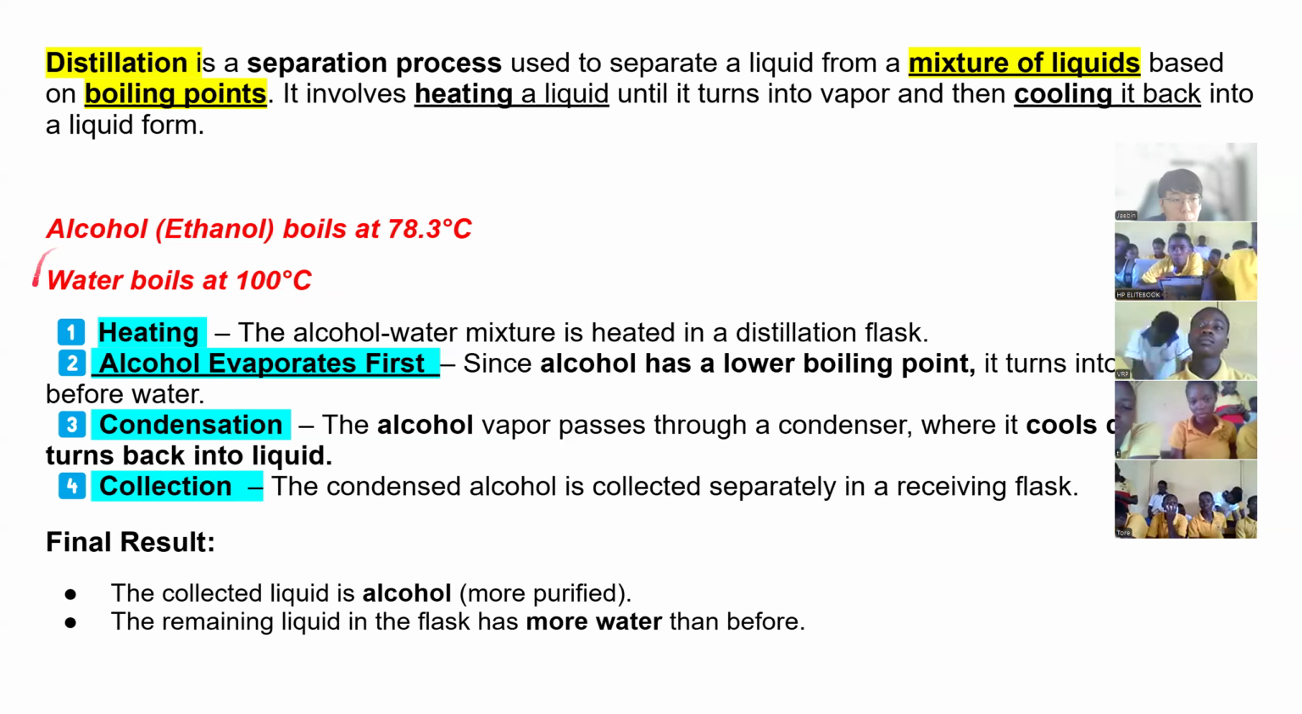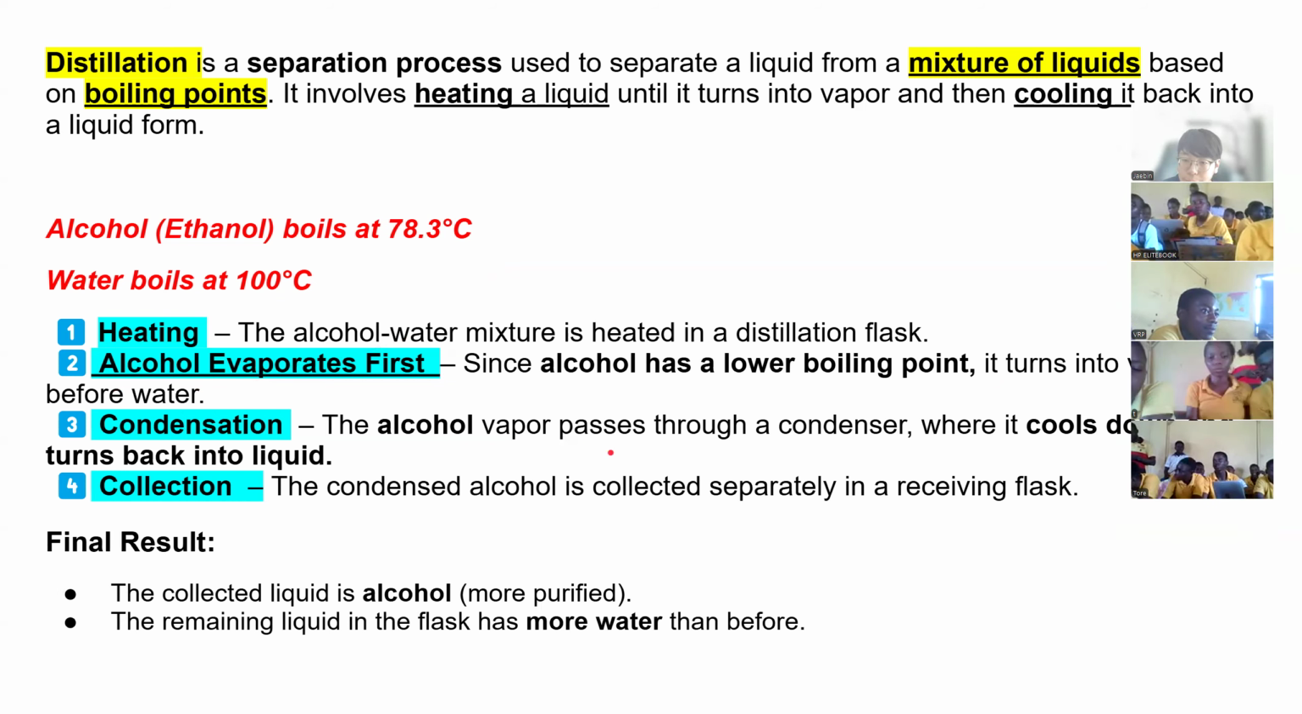So if we heat up the mixture of alcohol and water, we can see that alcohol evaporates first, since it has a lower boiling point. If we increase the temperature, we reach 78.3 first before 100 degrees Celsius. Alcohol evaporates first and turns into vapor before water.